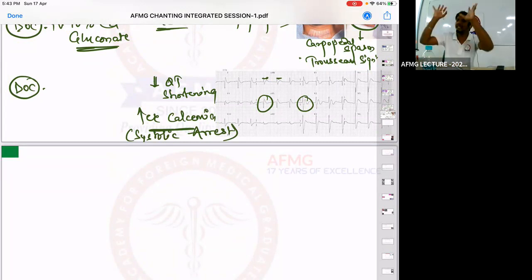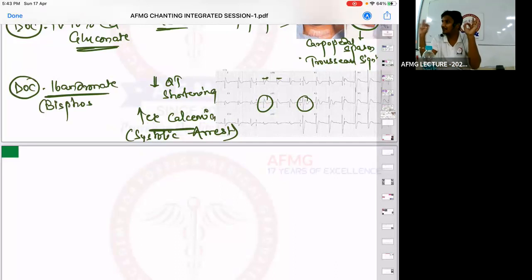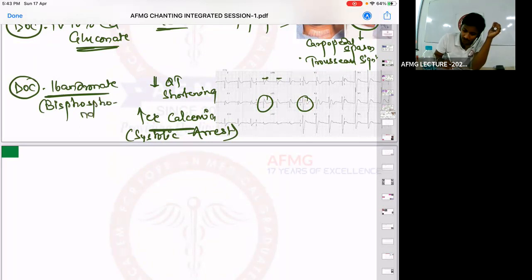Give a drug which will take calcium from the blood and deposit it in the bones. Loop diuretics will lead to loss of calcium definitely, but it is not the drug of choice. If you have to give one choice, ibandronate, that is, bisphosphonates are the drug of choice. Definitely, the first line management could be IV fluid to the patient. Okay, that will cause dilution. Important: apart from that, if they ask you the drug of choice, the answer should be ibandronate or bisphosphonate.